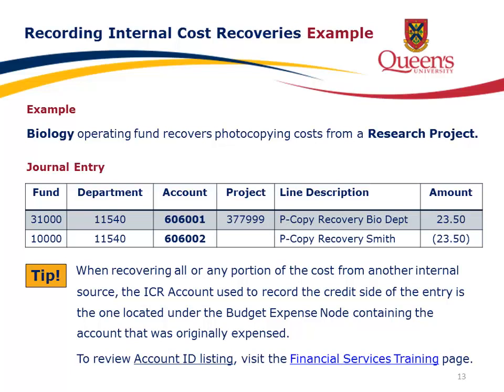One tip to always keep in mind when recovering all or any portion of the cost from another internal source, the ICR account used to record the credit side of the entry is the one located under the budget expense node containing the account that was originally expensed. To review an up-to-date account listing, visit the Financial Services training page.